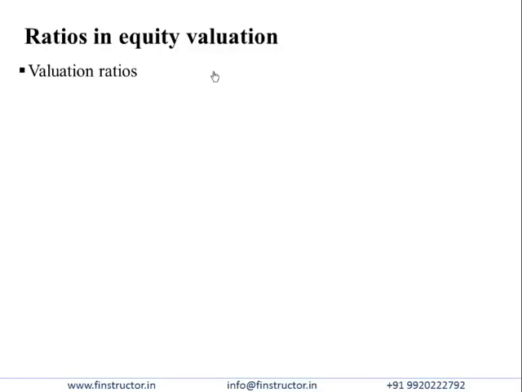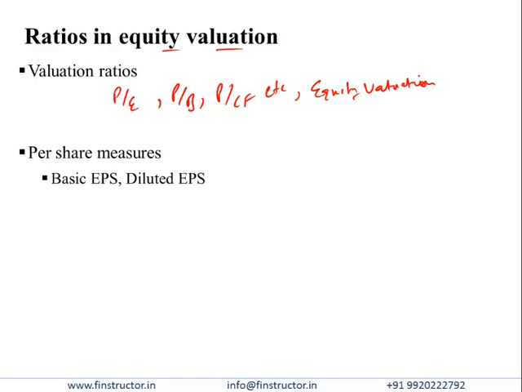We will take a quick look at some of the ratios used in equity valuation. So valuation ratios like the price to earnings multiple, price to book multiple, price to cash flow, etc. help us determine whether the company is relatively undervalued or overvalued, as we'll study in more detail in the review on equity valuation. We've already studied some per share measures like the basic EPS and the diluted EPS in the review on the income statement.